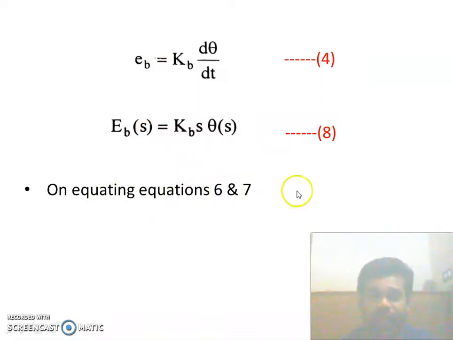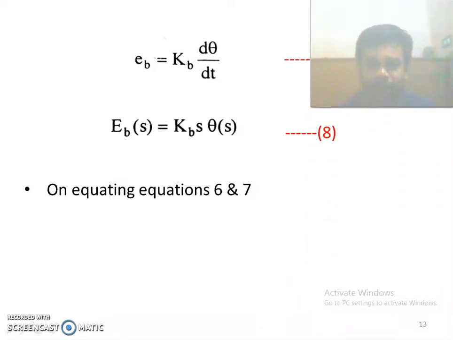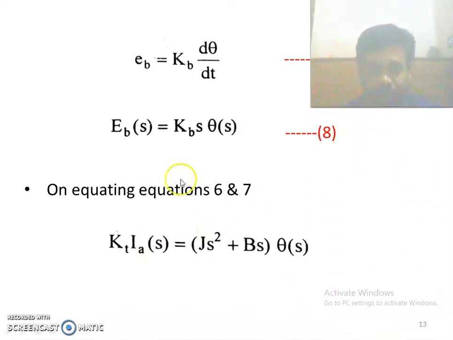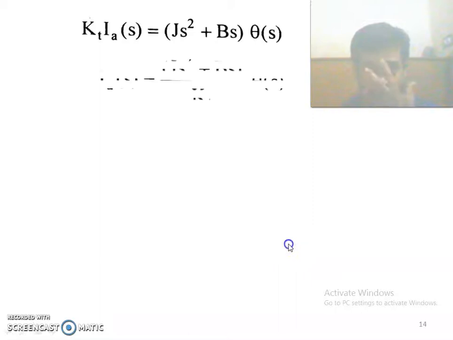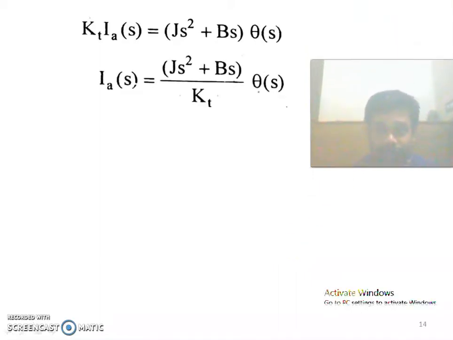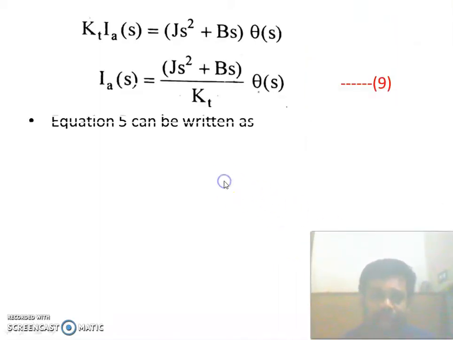On equating equation 6 and 7, because in both equations one side has T of S, we can equate the other two sides. So we will get KT into IA of S is equal to JS square plus BS into theta of S. From this we are calculating IA of S. We are taking it as equation 9.